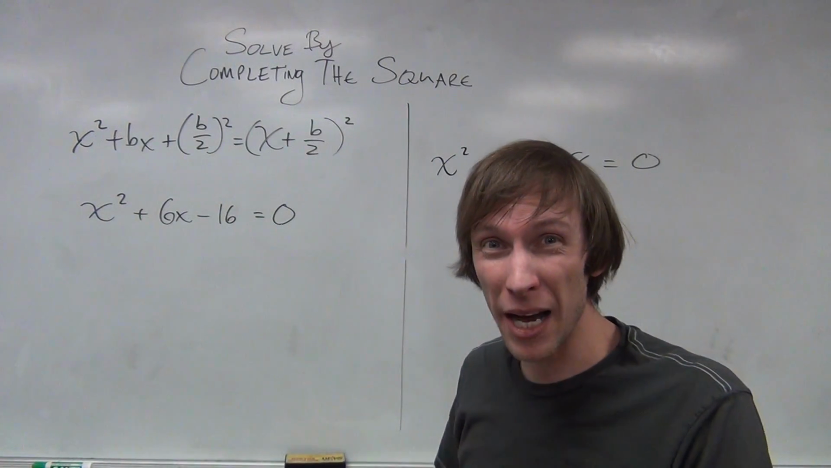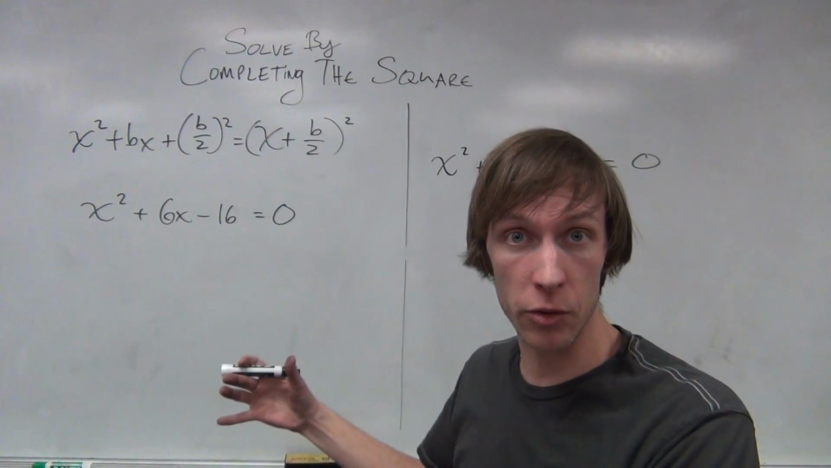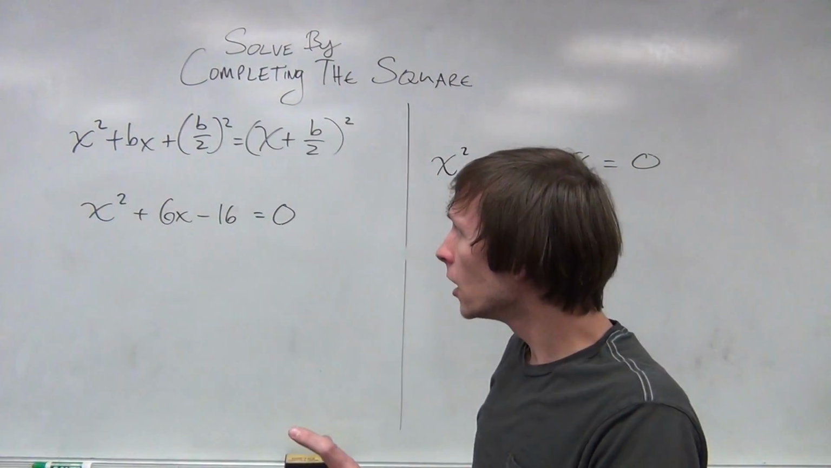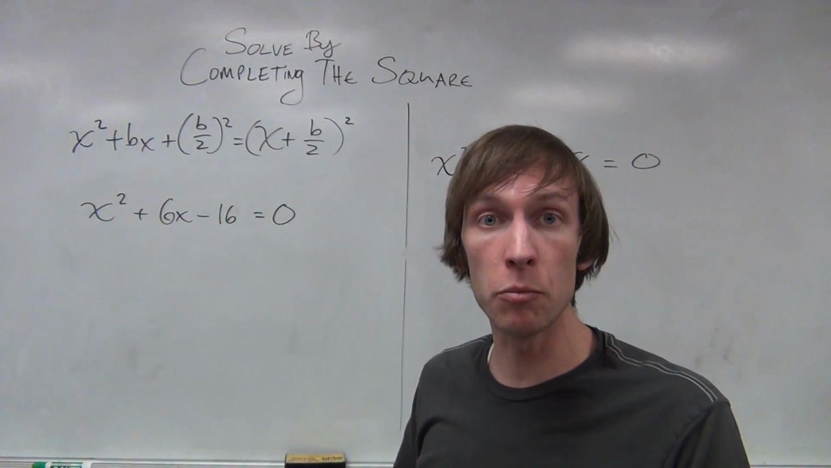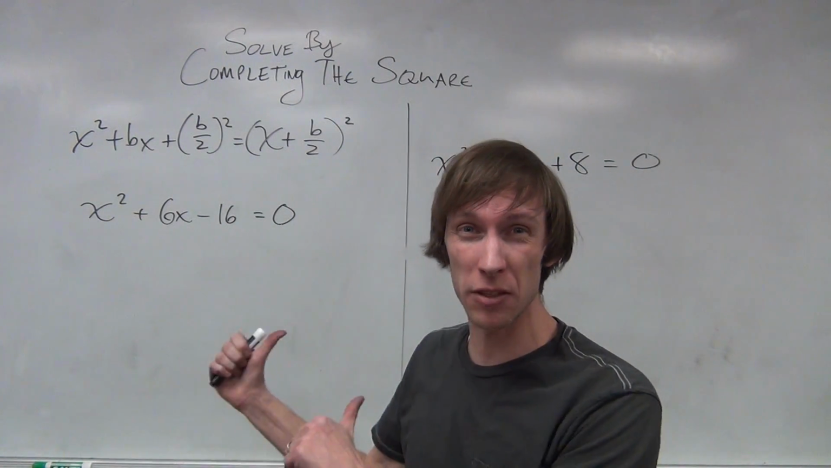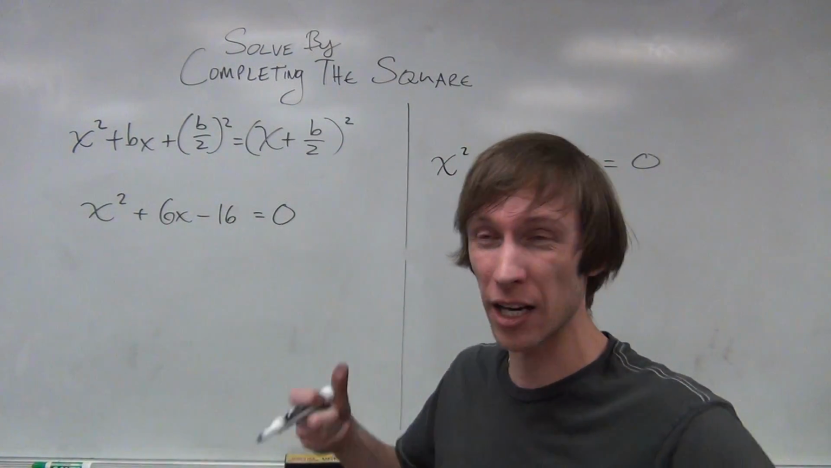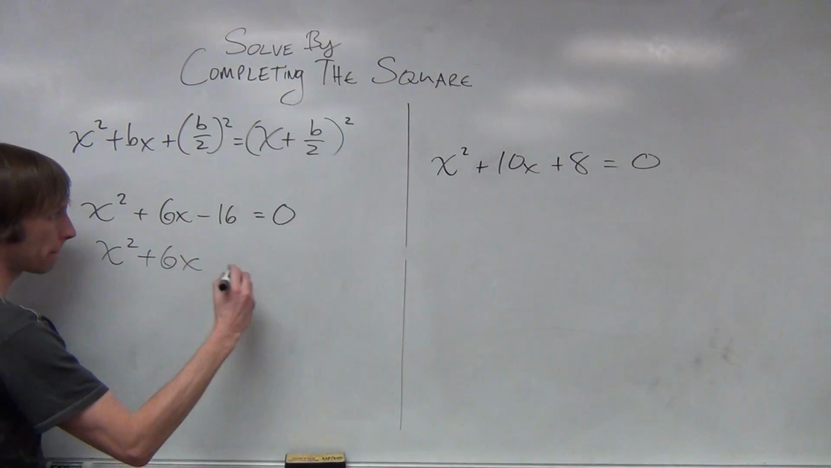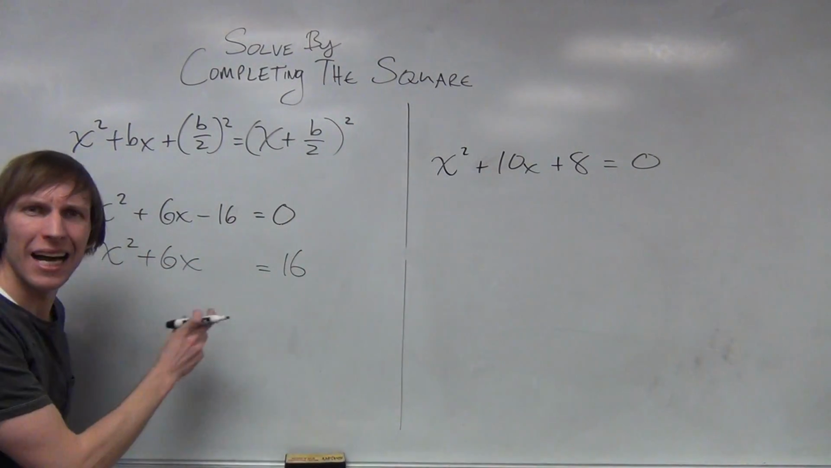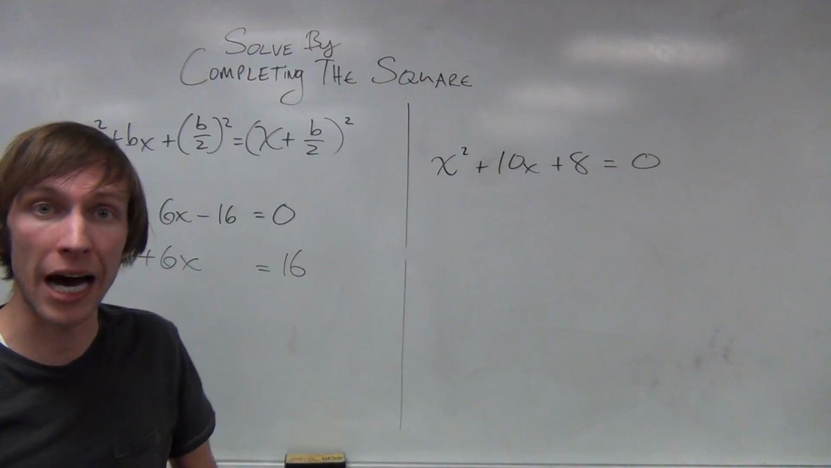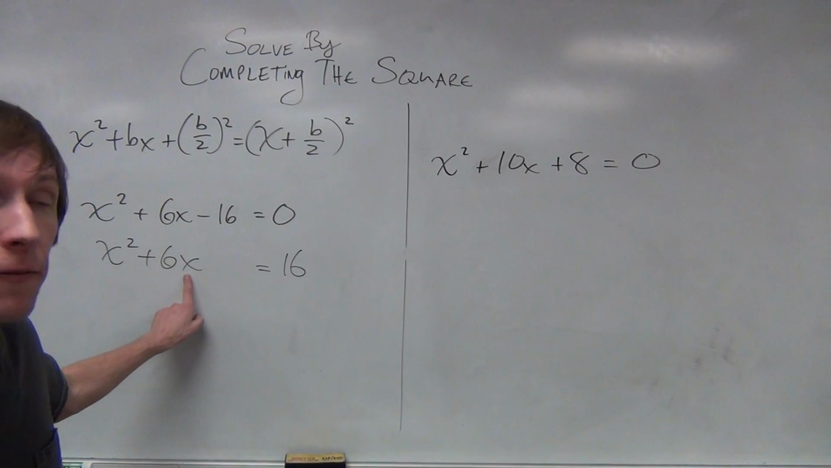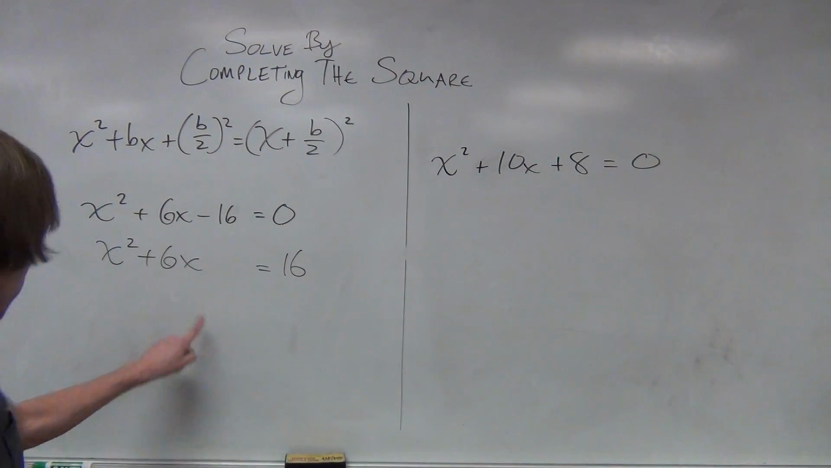Now keep in mind that this is an equation we're working with and not an expression, so we do have to be careful in how we approach it. The first thing that I want to do is move the constant to the other side of the equation. So I'm going to add 16 to both sides. I left myself a little bit of space because I'm going to add a number on both sides to make sure that I get a perfect square here on the left.